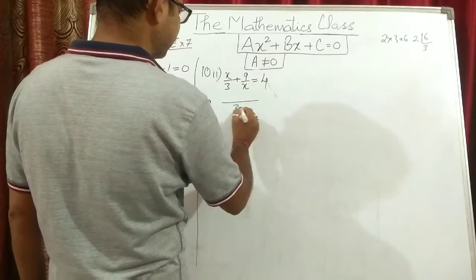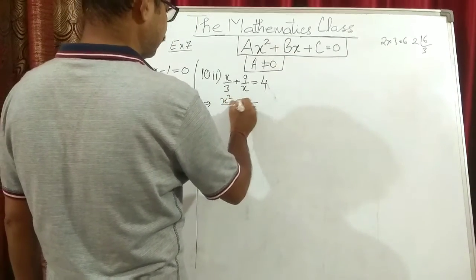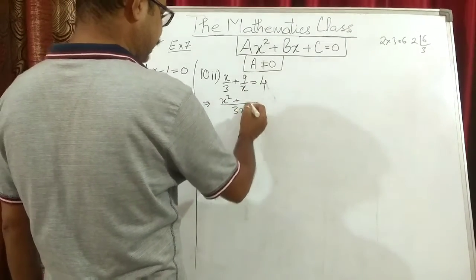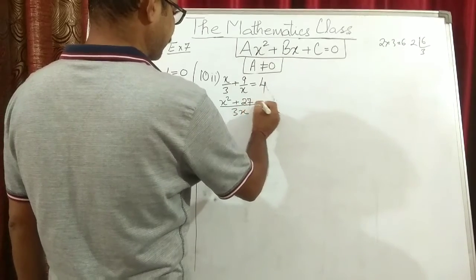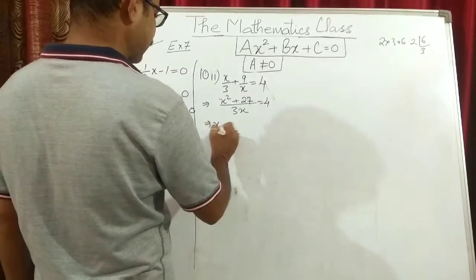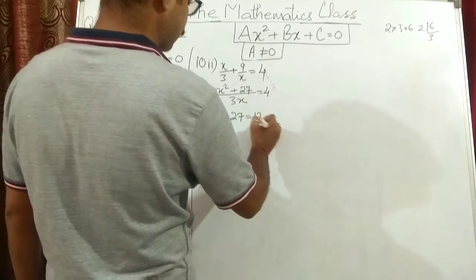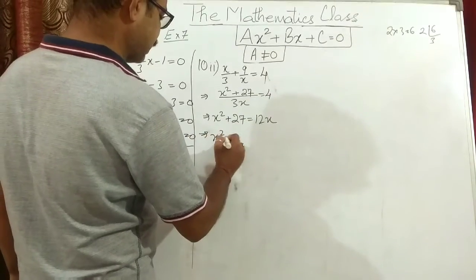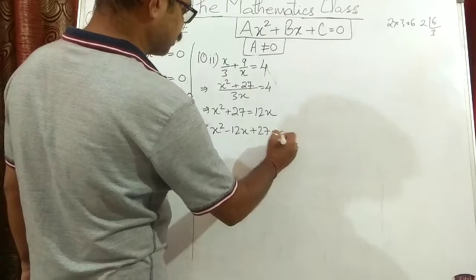We take the LCM as 3x. 3 divides 3, what is left? X. X into x is x square plus x divides x, it is 1. 1 and 3 into 9. 3 into 9 is 27 is equal to 4. So 3x goes to this side. It will become x square plus 27 is equal to 12x, and then this can be written as x square minus 12x plus 27 is equal to 0.